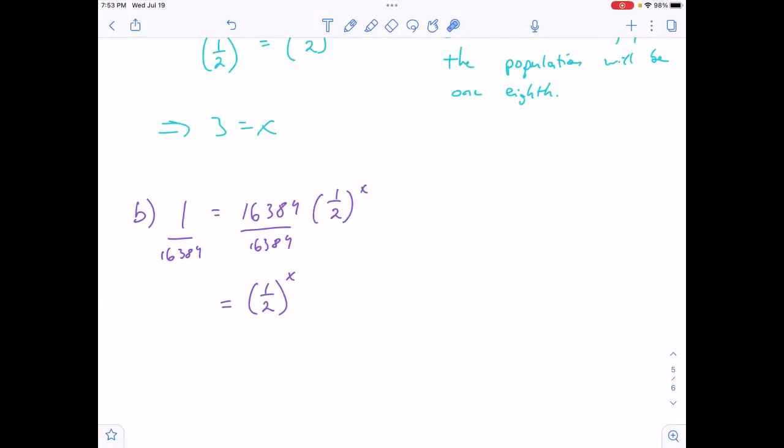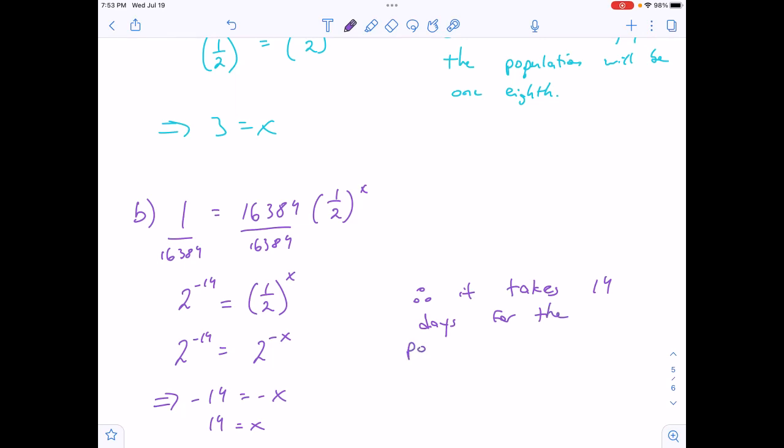So we're good here. 2 to the power of negative 14. And let me just rewrite our right-hand side as 2 to the power of negative x. We can now jump to our implies that. Negative 14 is equal to negative x, or 14 is x. So therefore, it takes 14 days for the population to reduce to 1 gnat.